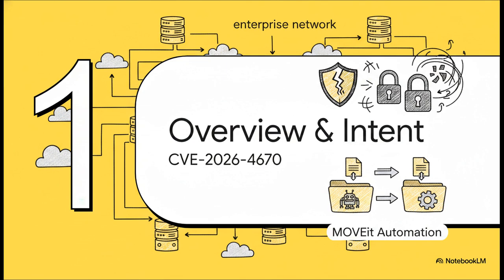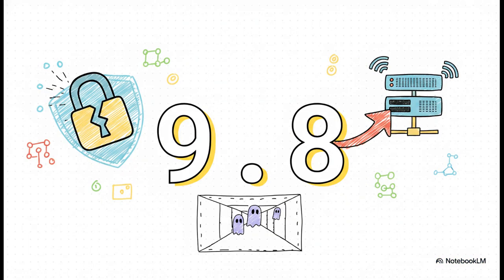Let's set the stage. A CVSS score of 9.8? Wow. You really don't see that every day, right? That is a massive, critical severity score, and it's absolutely justified here.